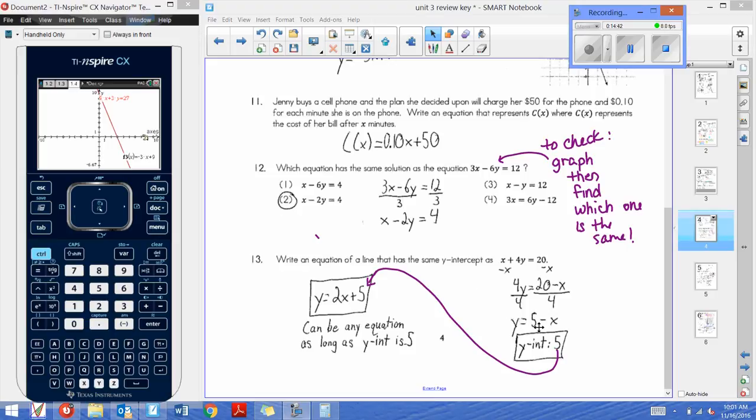In this case, we can see our constant, our y-intercept, where we begin, is 5, and it doesn't matter what your slope is. So that 2 could have been 500. It just says write an equation of a line that has the same y-intercept. It said nothing about the slope. So you just need to make sure that your equation looks like y equals something times x plus 5, and that 2 could be anything.